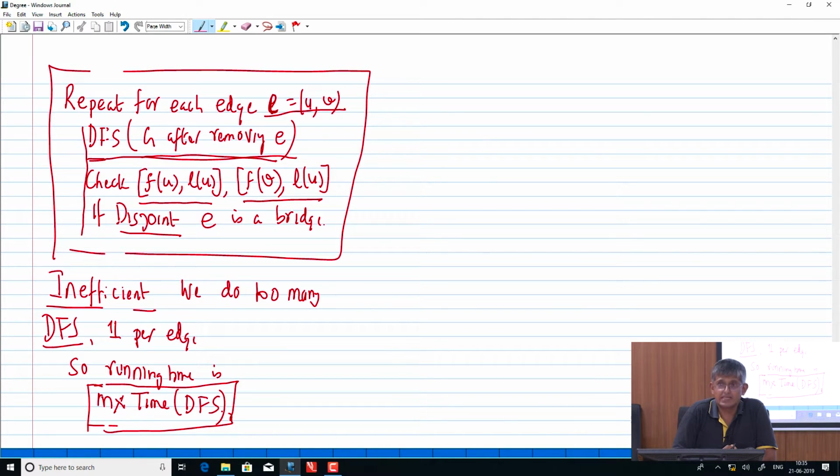The undirected graph, yes. Remember the way we do DFS is that an outer loop is there.